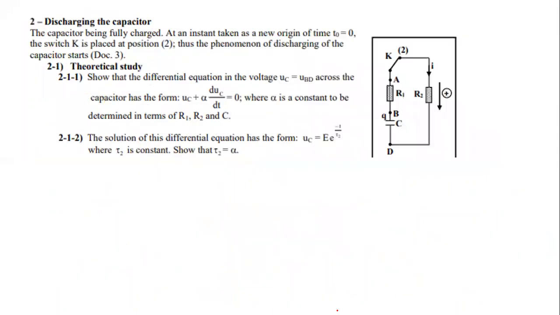We continue. Discharging of the capacitor. The capacitor now being fully charged at an instant t taken as unit origin of time, the switch K is placed at position 2. So we have a discharging phenomenon.